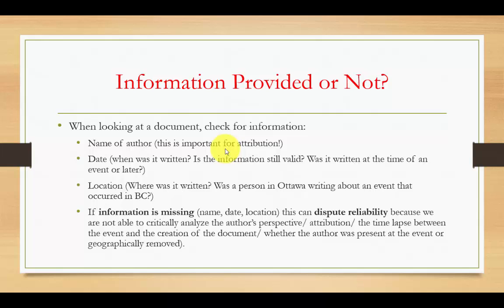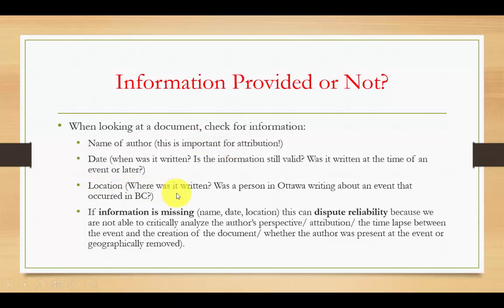The date, when was it written? This is important. If it was written right at the time of an event, maybe it's a primary source. It might be difficult to determine whether it's a primary source when there's no date there. Is the information still valid? That's important too. In history, if we're reading something that was written much later, that's helpful to us because we know that it's a secondary source. And in science, for example, we might be looking at an article written 50 years ago, and we would want to question whether that information is still valid because science has evolved and changed since then.